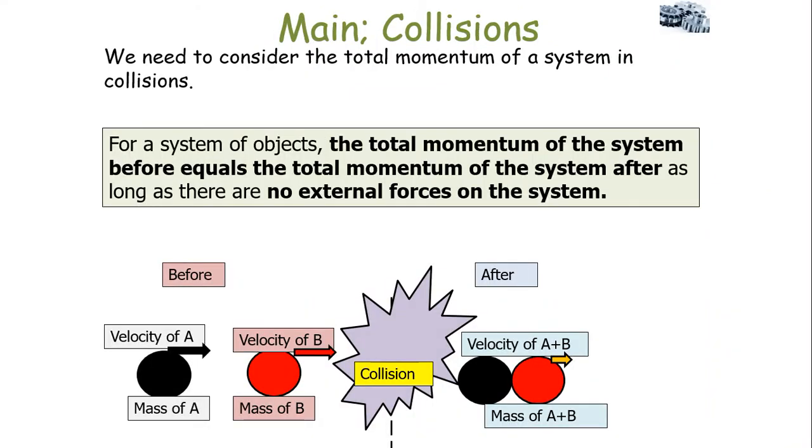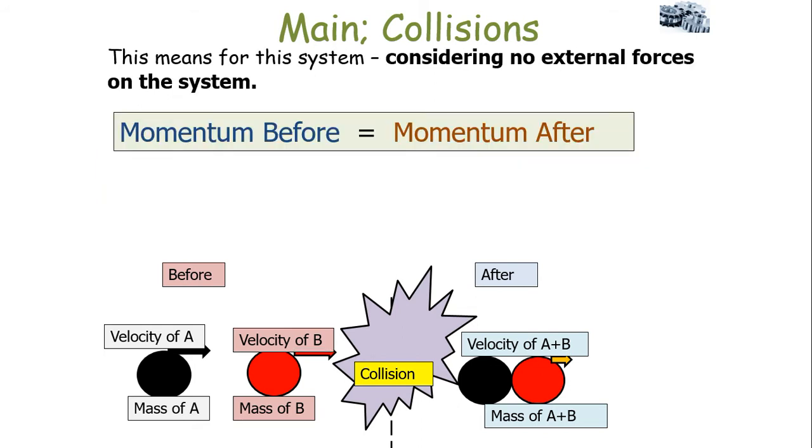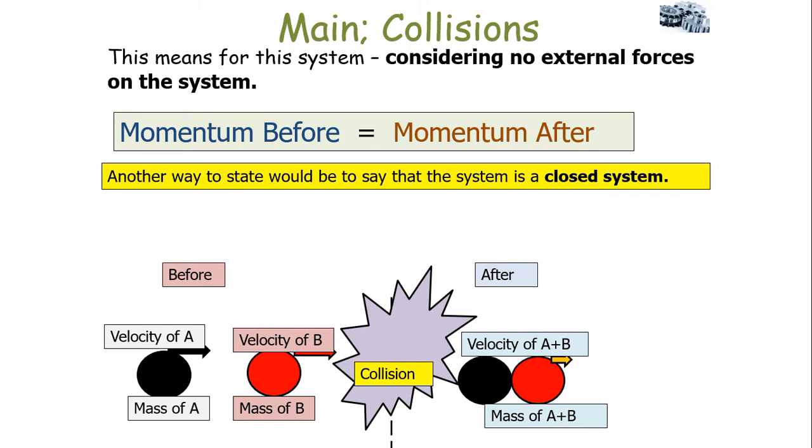So when we're looking at collisions, we've got to consider the total momentum of a system. So for a system of objects, the total momentum of a system before equals the total momentum of a system after, as long as there are no external forces on the system. Now another way of saying this is that the system is a closed system. So if we look at this particular example on the screen, we've got two objects, object A and object B. They collide together and stick together to form object AB.